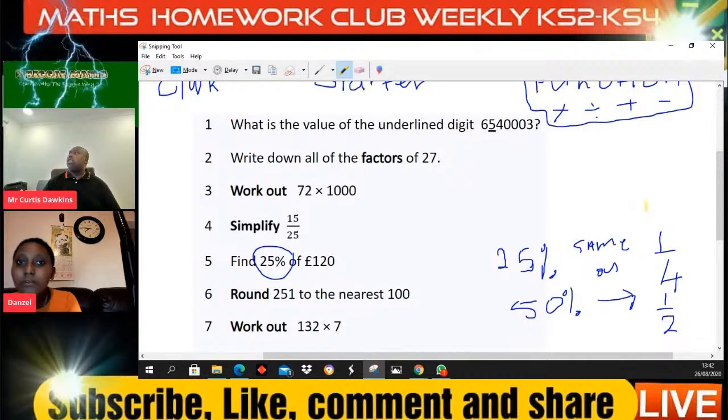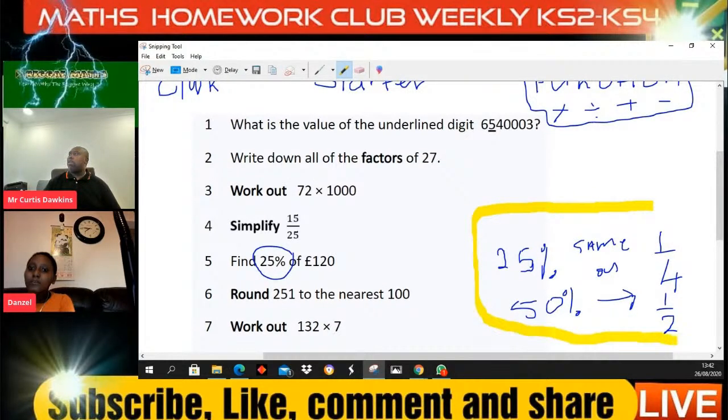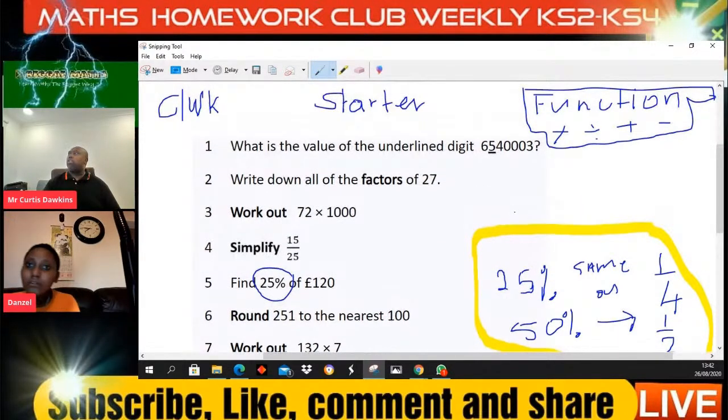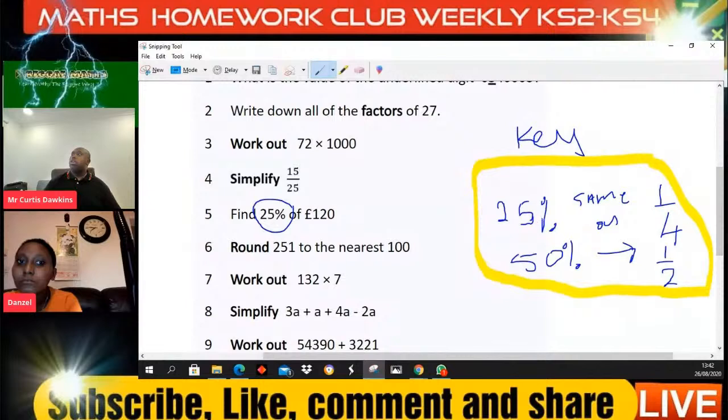Did you note down this key? 25% is the same as a quarter. 50% is the same as a half. Note that key down first. Sorry, have you noted that down? Another key piece of information: 25% is the same as a quarter. 50% is the same as a half. Write that down, key piece of information.